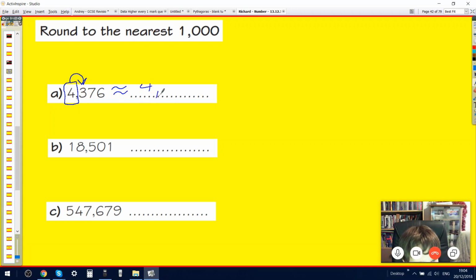Well done. Because this number is in between 4 and 5,000, so it's either going to be 4,000 or 5,000. And in this case, it was nearer to 4,000 because the number after 4,000 is 5 or less.